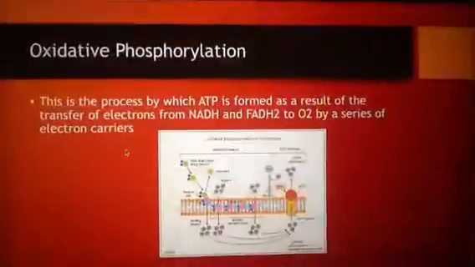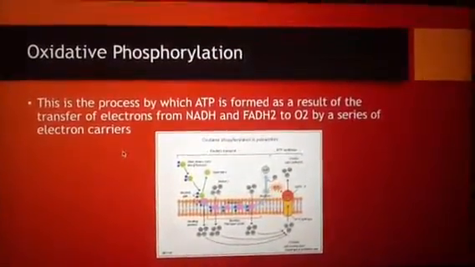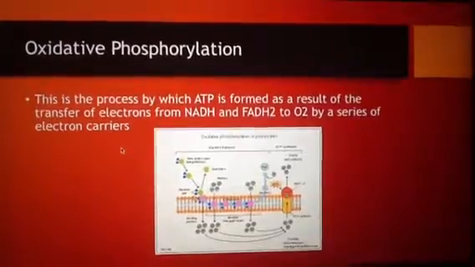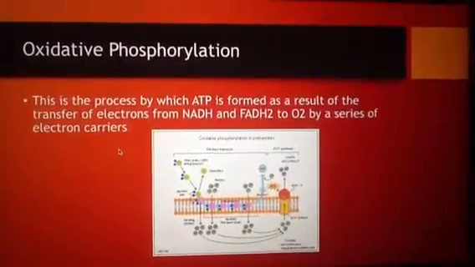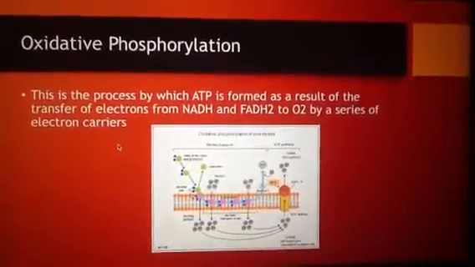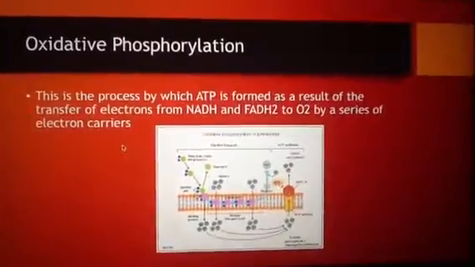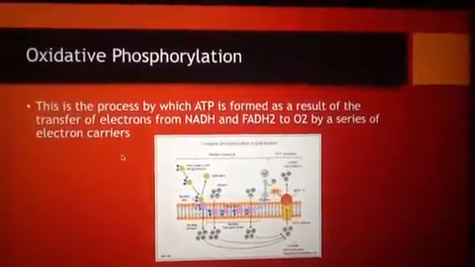The final stage of cellular respiration is known as oxidative phosphorylation. This is the process by which ATP is formed as a result of the transfer of electrons from NADH and FADH2 to oxygen by a series of electron carriers.